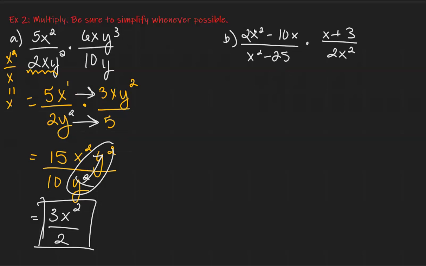Let's do another one. So 2x squared minus 10x over x squared minus 25 times x plus 3 over 2x squared. So then, just like we did before, let's go ahead and simplify as much as we can first. Let's factor some stuff out. So from our numerator here, what can I do? I can factor out a 2x. What am I left with? X minus 5. For my denominator, x squared minus 25, that's our difference of squares. So I get x plus 5 times x minus 5 times, can't really do anything with the right-hand side.